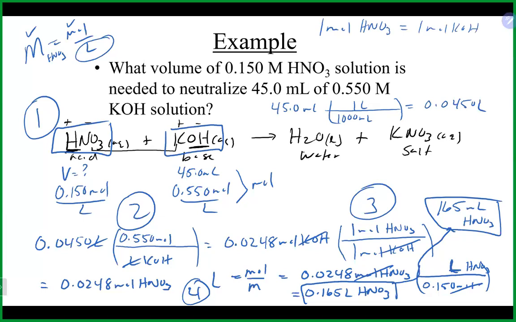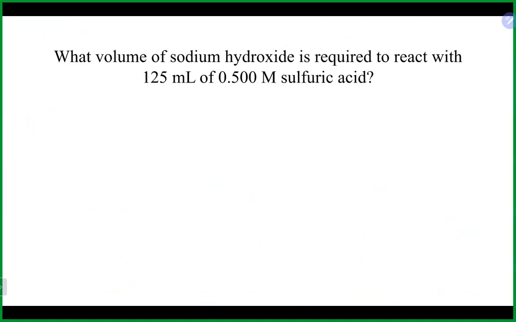All right, so why don't you try one here, maybe? See what we got going on. All right, what volume of sodium hydroxide is required to react with 125 milliliters of 0.5 molar sulfuric acid? So give it a go. Again, I would recommend perhaps an equation to start with.